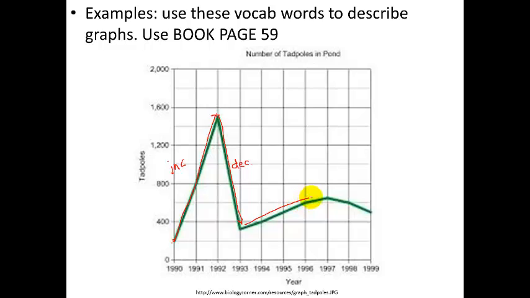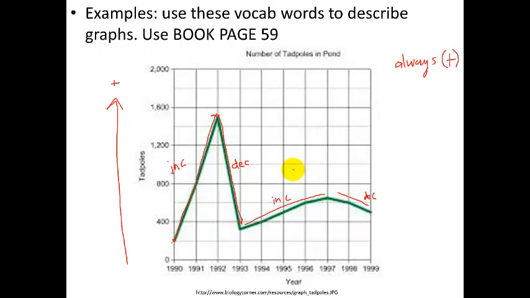Again, we've got some increasing, and then we've got some decreasing. Okay? How about positive and negative? Well, the number of tadpoles can't exactly be negative, so in this case, positive is upward. The graph is positive for all values from 1990 all the way to 1999. So we could say always positive. And I just put a plus sign instead of writing the word positive.